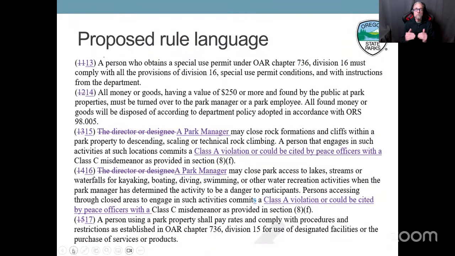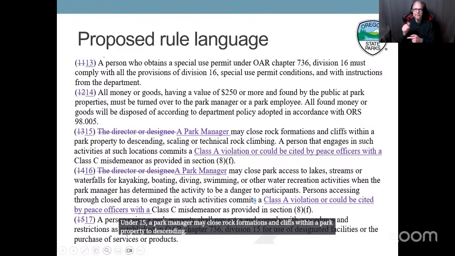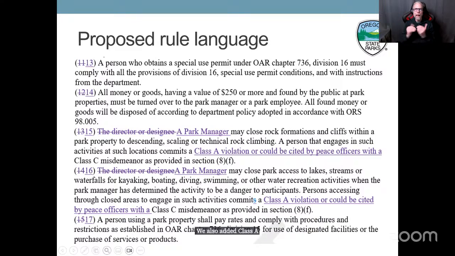Under 15, a park manager may close rock formations and cliffs within a park property to descending, scaling, or technical rock climbing. We also added Class A violation or could be cited by peace officers with a Class C misdemeanor. In 16, we replaced the director or designee with a park manager and also included the language on Class A violation or could be cited by a peace officer.